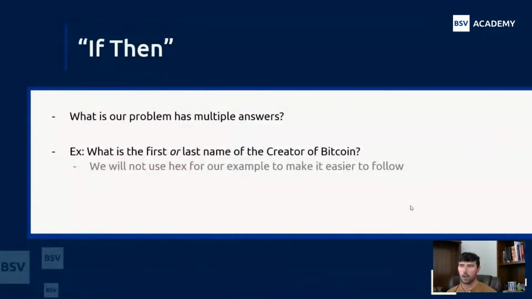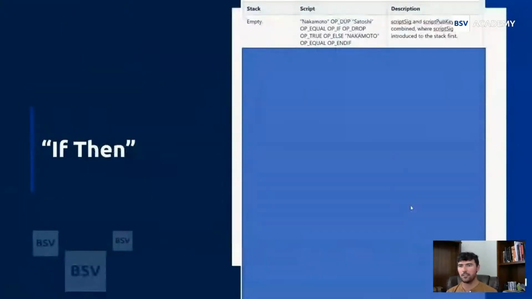We can get even more complex here, right? So what if our problem has multiple answers? Maybe our example here is going to be, what is the first or last name of the creator of Bitcoin? Of course, there would be 4 answers here. I actually only use 2, and I'm not going to use hexadecimal for this just so that you can follow along a little bit easier. And I actually never checked this script, so it's possible the script is wrong, but I'm pretty sure it wasn't. I made it very quickly.